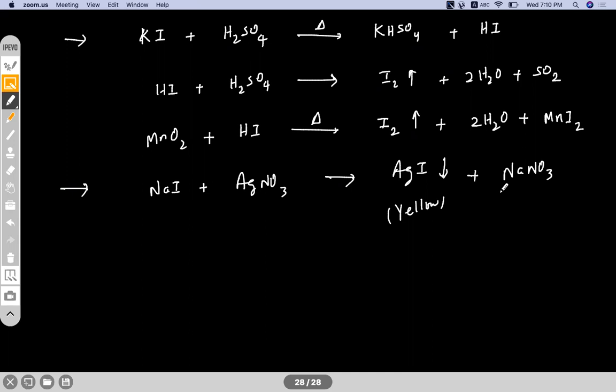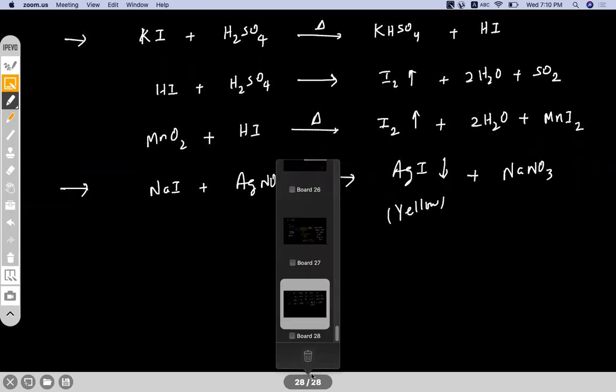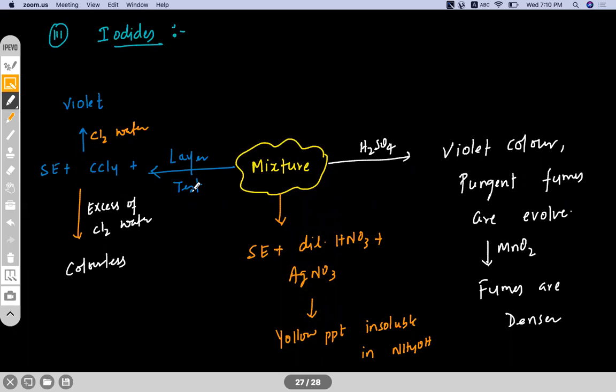Iodine we have done, no? One thing you write down in the previous point: in the layer test for detection of iodine, the solution becomes colorless because of the formation of iodic acid. The formula is HIO3. Only this point you keep in mind.